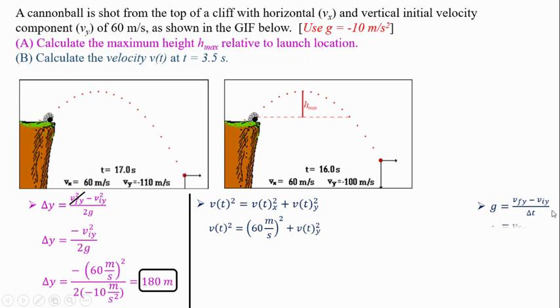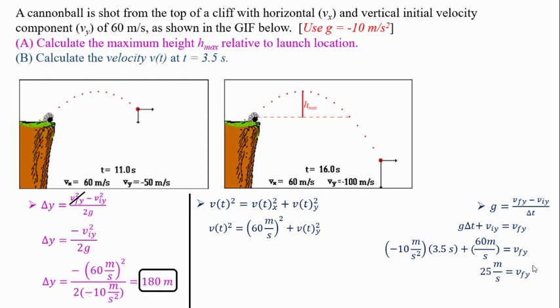All right. So I can just isolate this function and solve for Vfy at 3.5 seconds. I know G, I know T is 3.5 seconds, and I know my VIY is 60. So really here it's just plug and chug. Gravity is negative 10, time is 3.5, VIY is 60. If I simplify this on my calculator, you should get a value of 25 meters per second.